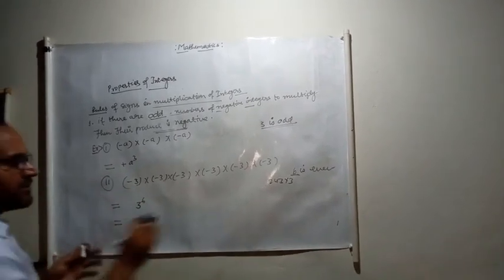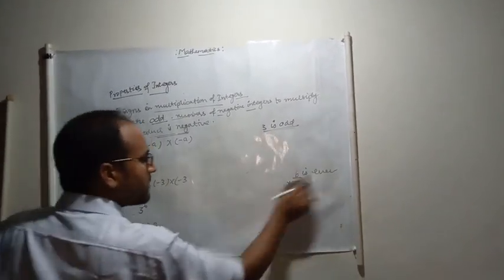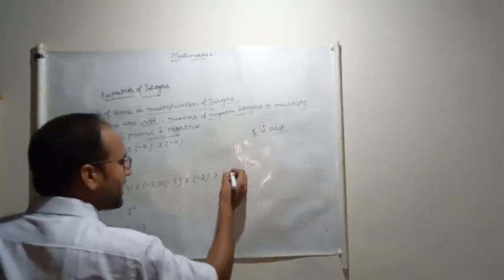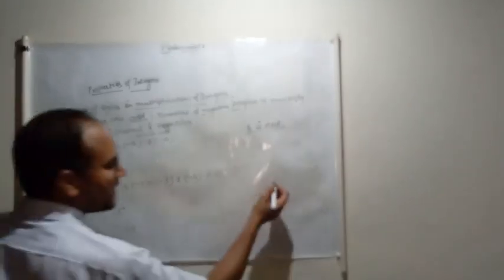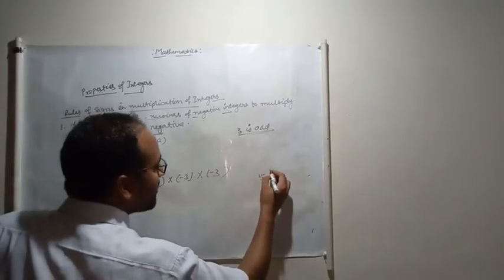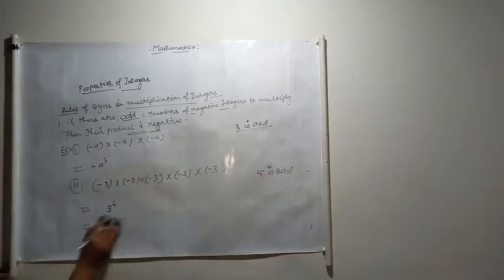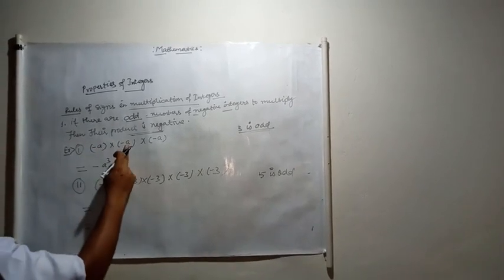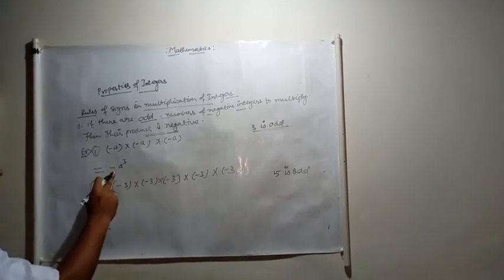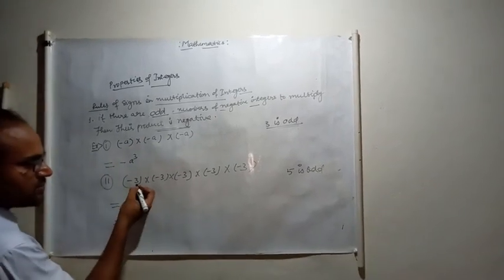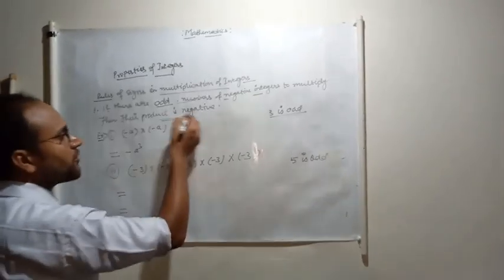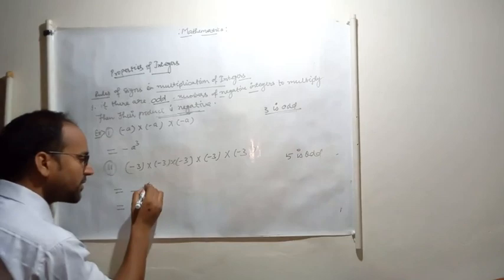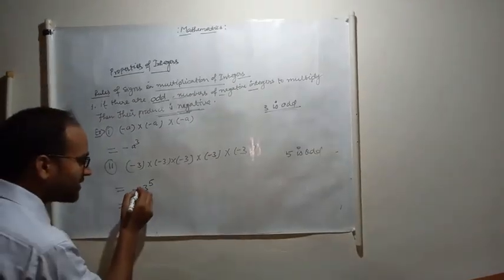Suppose I have the same example, and I have taken minus 3 into minus 3 into minus 3 into minus 3 into minus 3, 1, 2, 3, 4, 5. That is 5. Is 5 even or odd? 5 is odd. So what will you get? Minus into minus is multiplied again, and here 5 is odd, so the product is negative. You always get minus 3 to the power 5, and its value, you write in a bracket.